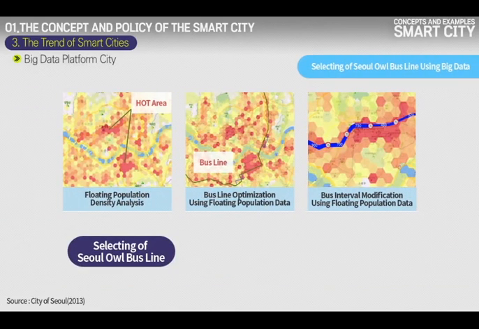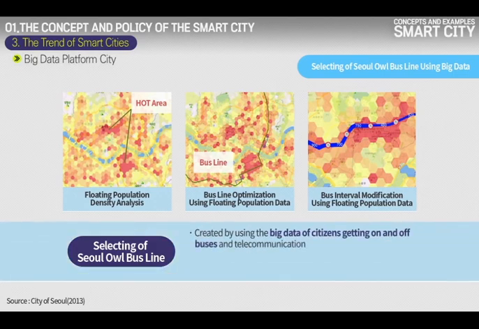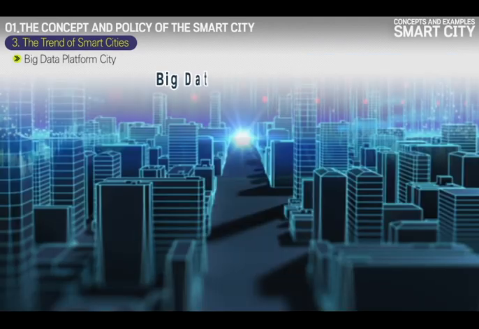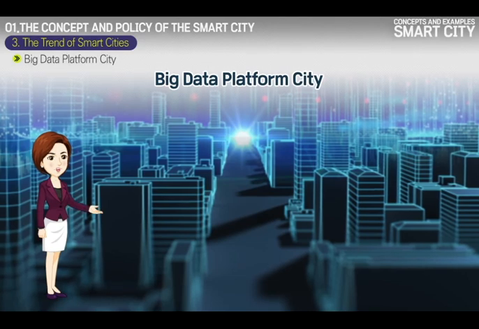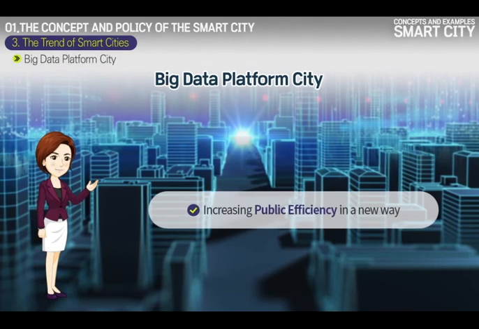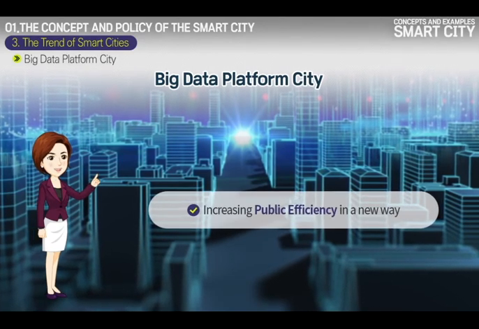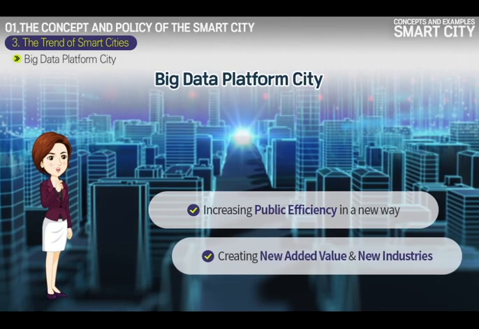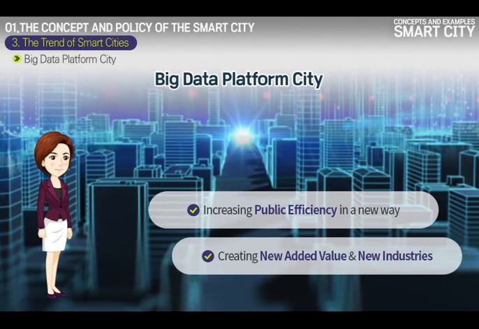The lines of the Seoul Owl bus were created by using the big data of citizens getting on and off the buses and telecommunication. This is an innovative example that reflects the real needs of citizens demanding late-night buses. Like this, big data cities are increasing public efficiency in a way that has never been done before, and creating new added value as well as new industries.